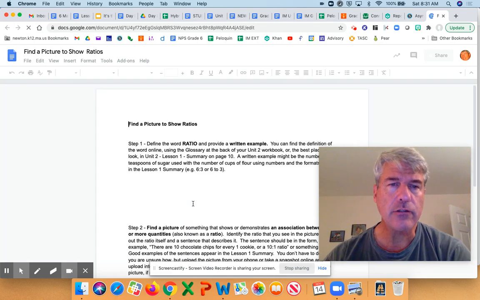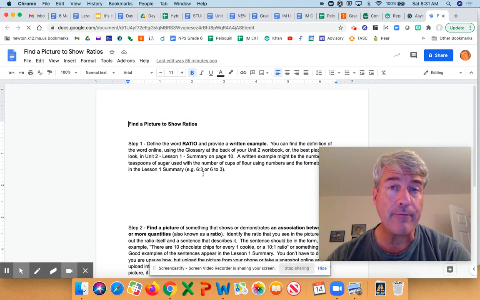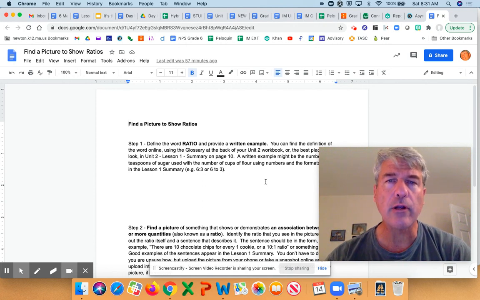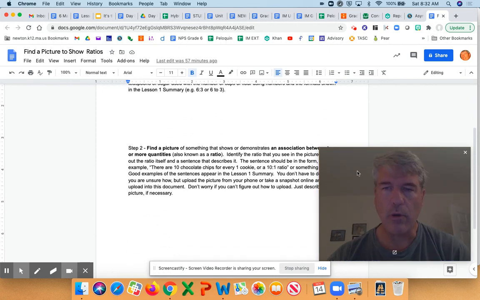The first thing, or step one, is to define the word ratio and to write an example. You can find the definition of ratio online. You can find it in the glossary at the back of the Unit 2 workbook, or probably the best place to go is to the Unit 2 Lesson 1 summary on page 10. So come up with an example, use the summary to write out an example, including using the 6:3 ratio as an example. And that is what we're asking you to do in step one.